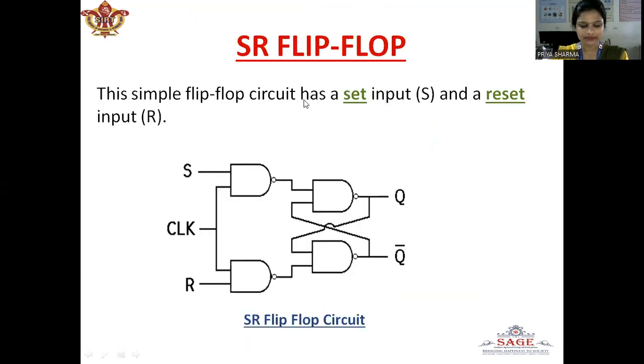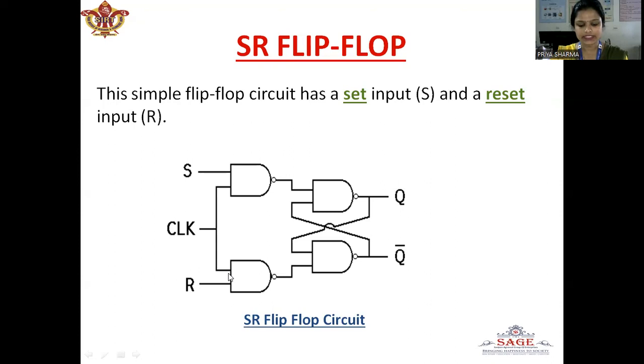Let's start with the SR flip-flop. This is the most common flip-flop of all. This simple flip-flop circuit has a set input S, a reset input R, and a clock. In this system, when you set S as active, the output Q will be high and Q bar would be low. Once the outputs are established, the state of the circuit is maintained until the S or the R goes high or the power is turned off.